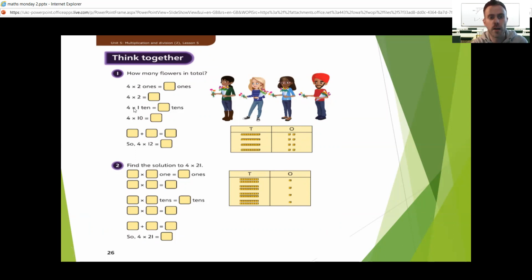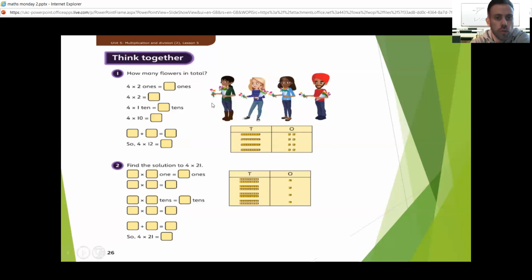You're going to have a go at that. Number 1, have a go at that yourself. And then you're going to have a go at number 2, which is find the solution to 4 times 21. Use this setup here to have a go at it. If you're doing working out, which you need to do, have a go at trying setting it out like that. Okay, have a go at that. I'll come back and tell you the answer in a second. Pause the video.